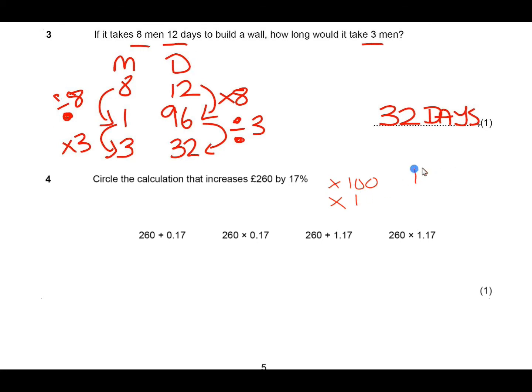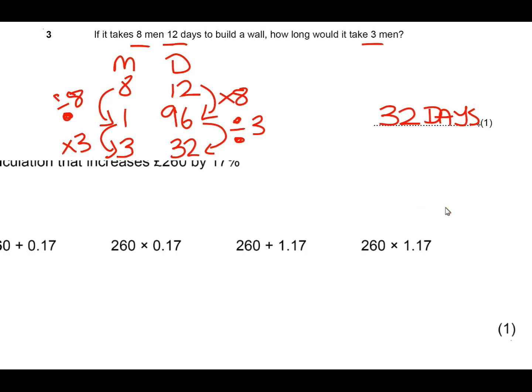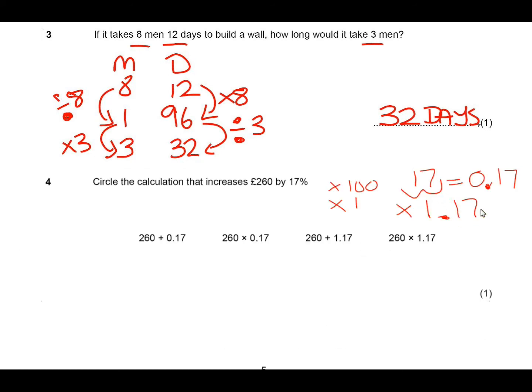And we said that 17% is the decimal 0.17. So we need to multiply to get an increase by 1.17. So we have to have 260 times 1.17, which is the final option that we have to circle.